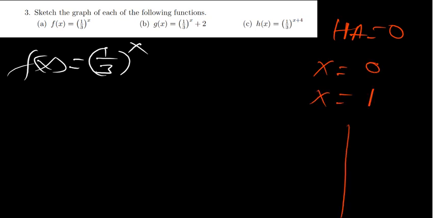The power x has to be equal to two things, 0 and 1. So here I'll have x, y. If my x is 0, what will be my y? It's 1, because any number to the power 0 is 1. If my x is 1, what will be my y? My y will be 1 over 3, because any number to the power 1 is the number itself.